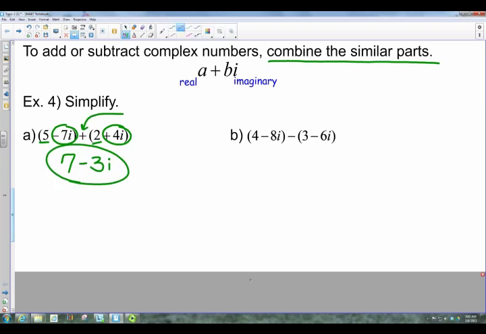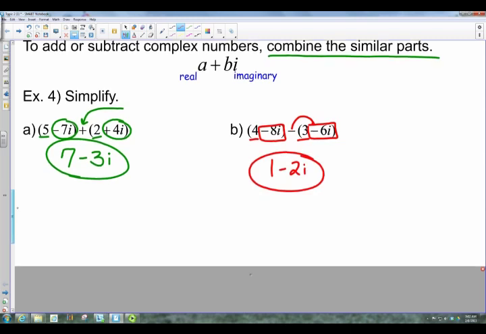Now for subtraction, it's the same idea, but be careful with the signs. There's a lot of mistakes that occur with those signs. So real parts are 4 and 3, and they're asking you to subtract. So it's 4 minus 3, which is 1. Then you take your imaginaries, which is negative 8i, negative 6i, and we're subtracting them. And again, watch your signs. So it's negative 8i minus a negative 6i. So the minus and negative, because of multiplication, negative times negative is a positive. So negative 8i plus 6i gives you a negative 2i, and there's your solution. So that is the addition and subtraction of these imaginaries.